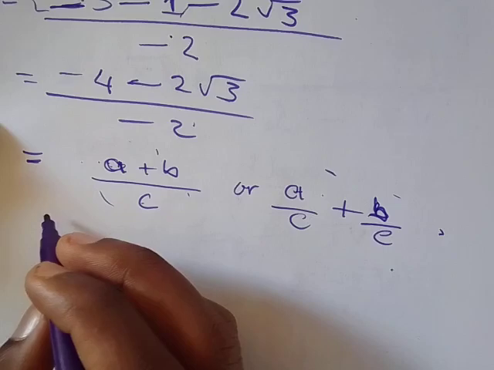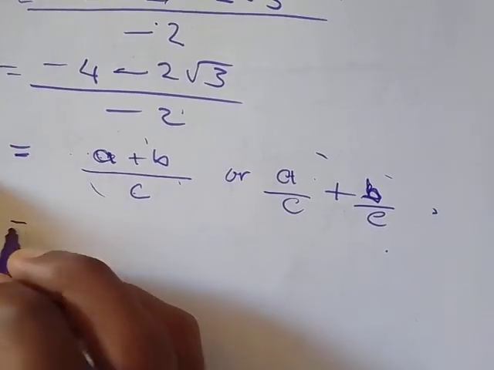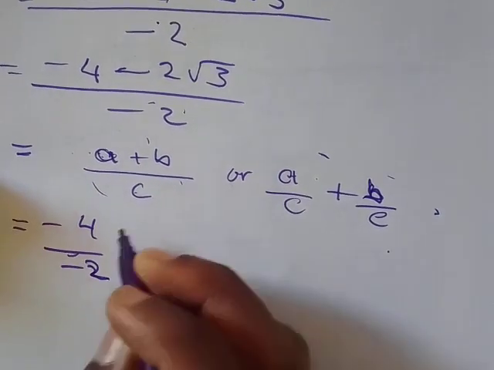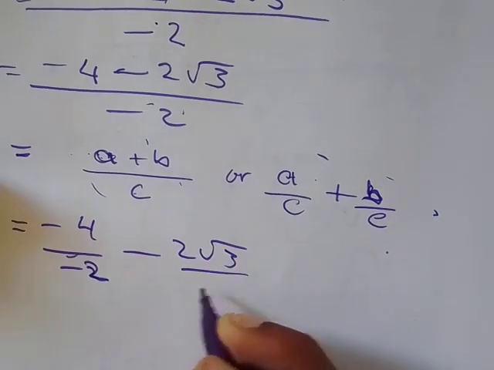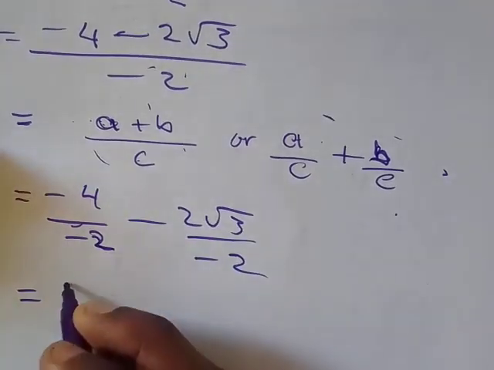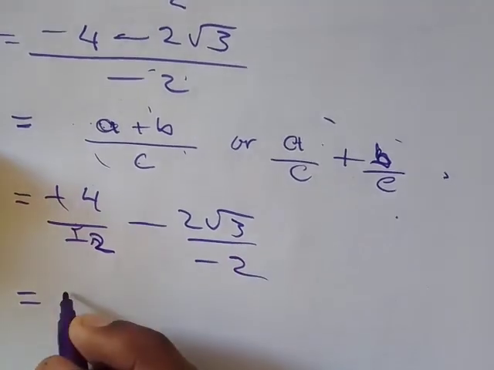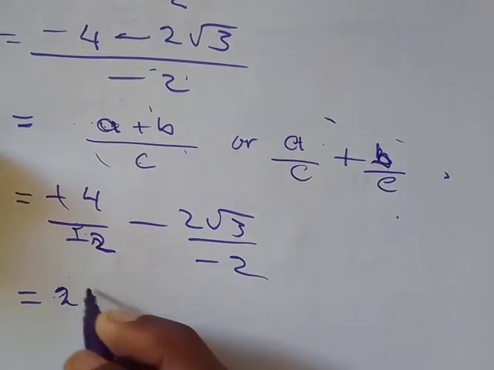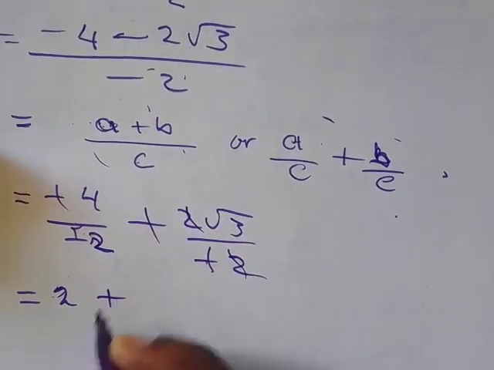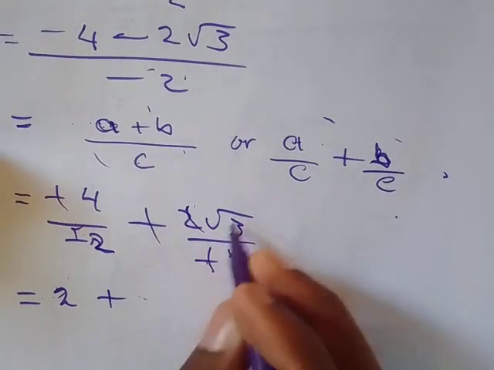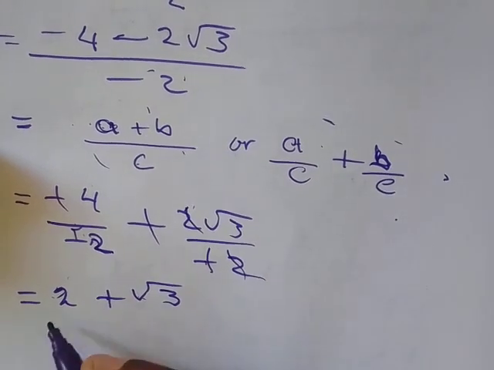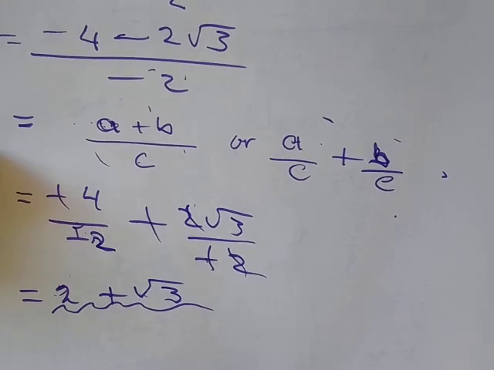So how do you do that? Here you're going to say negative 4 over negative 2 minus 2 square root of 3 over negative 2. Okay, and then now you simplify. They are going to cancel, right? It enters into 4 twice, right? So you write 2 there, and then they are going to cancel, right? And then it's like you have 1, but you don't need to write it, so you can just write root 3. Okay, so this is what we end up with.